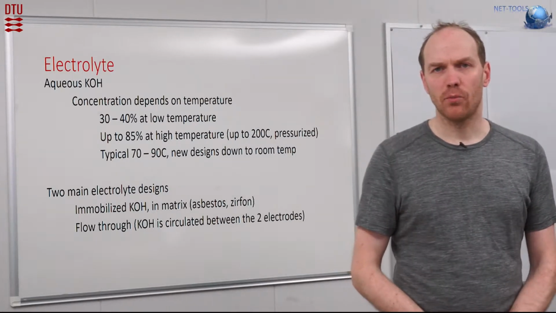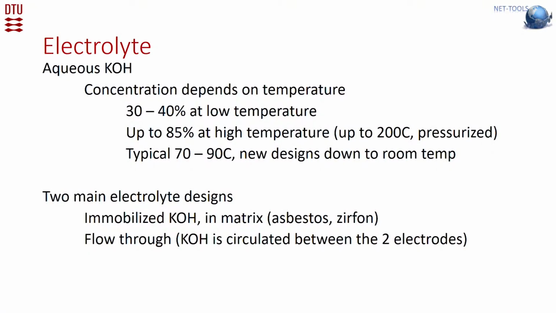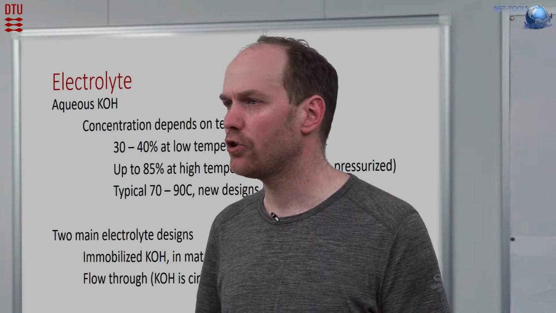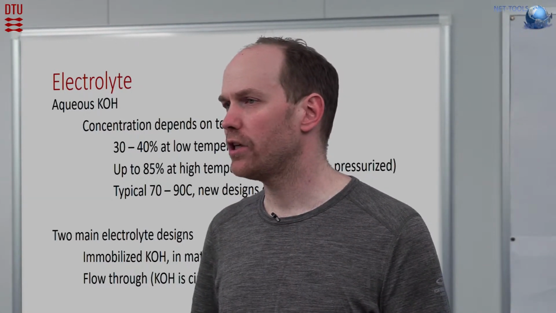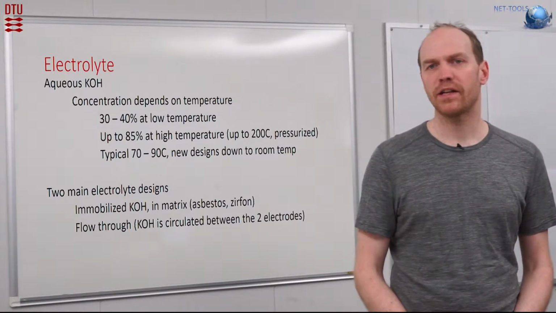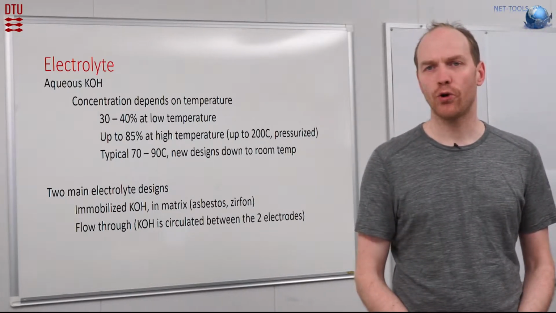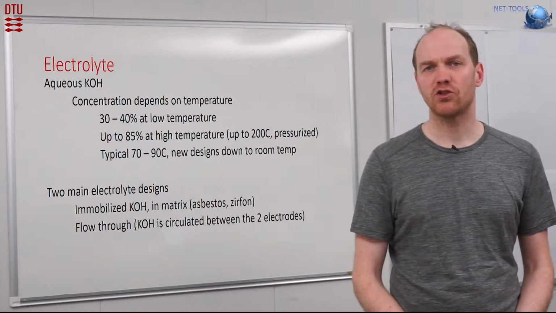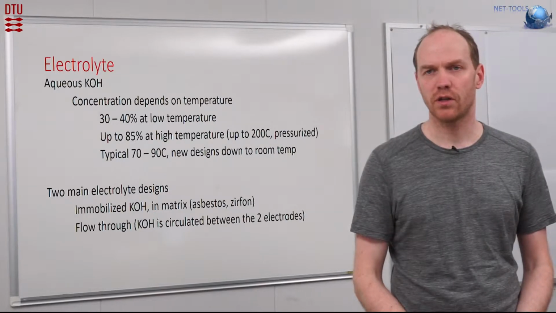the typical electrolyte that we use is aqueous potassium hydroxide, but other hydroxides are used as well, but potassium hydroxide has the highest conductivity. The concentration of aqueous potassium hydroxide that we use is typically in the range of 30 to 40% at low temperature. At these temperatures, at these concentrations, we have the highest possible conductivity. But if we want to operate the system at higher temperature, where we risk evaporating water off, we typically use higher concentrations, up to 85% potassium hydroxide.